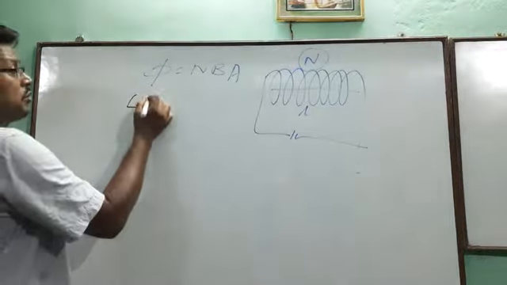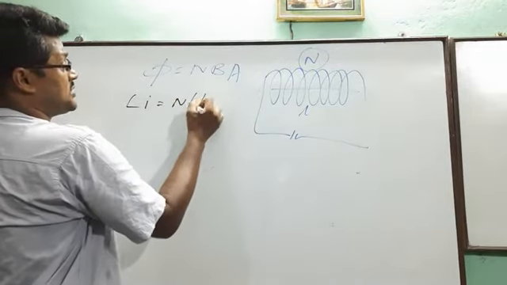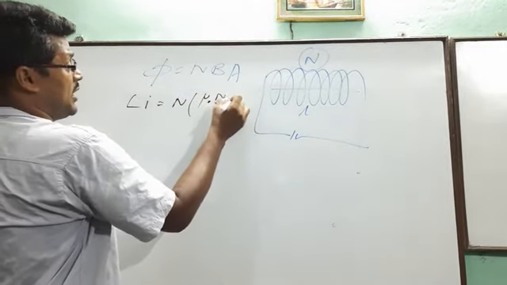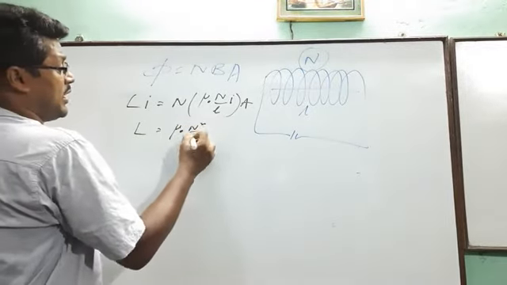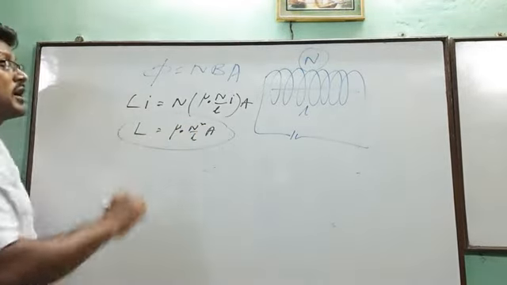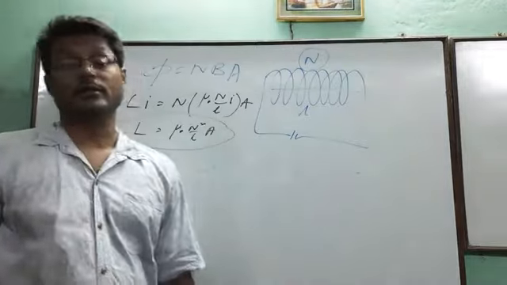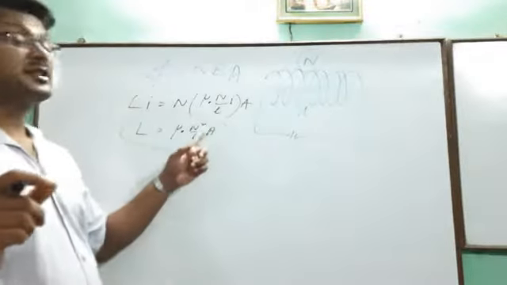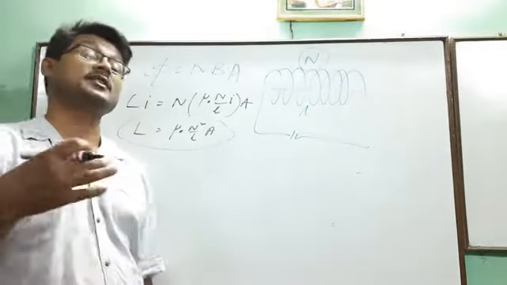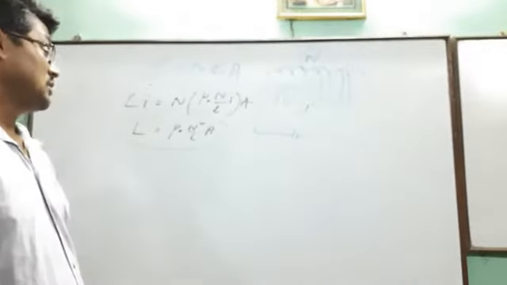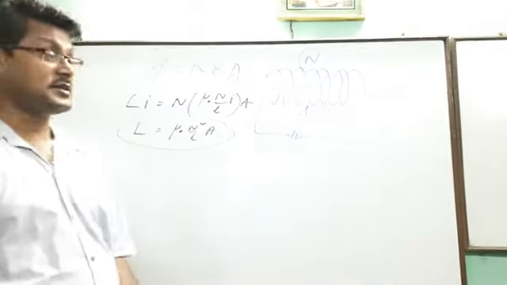Now phi equals Li, and N phi equals mu 0 N by L into i into A, so L equals mu 0 N square A by L. So this is the value of self-inductance. It depends on turns squared, so if turns are more, it will increase by the square of the turns. So this is the way to find the inductance.